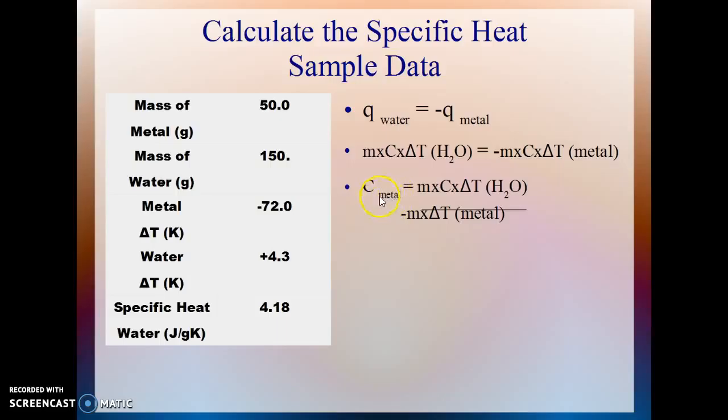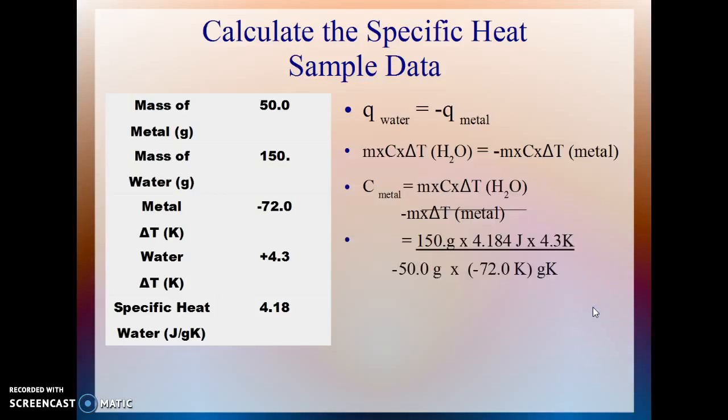We then divide, to find the specific heat capacity of the metal, we divide the product of the mass, the specific heat capacity of water, and the change in temperature of the water by the mass of the metal times the temperature change of the metal.